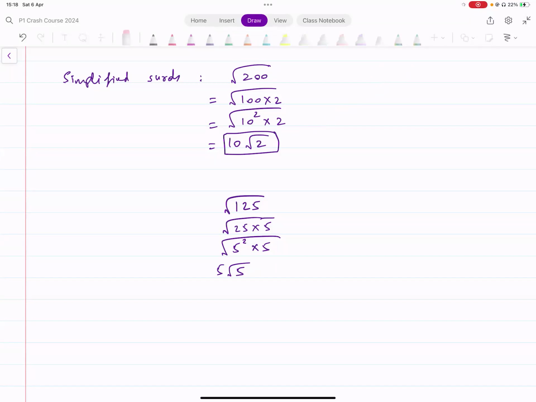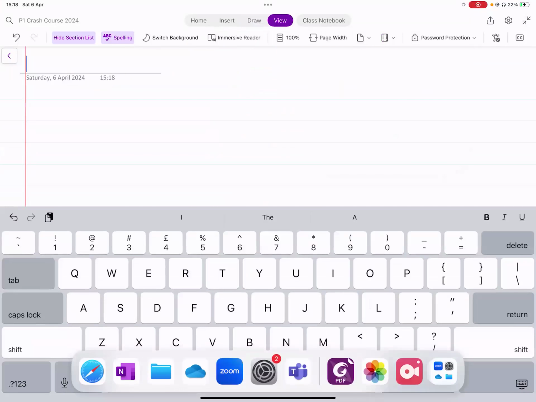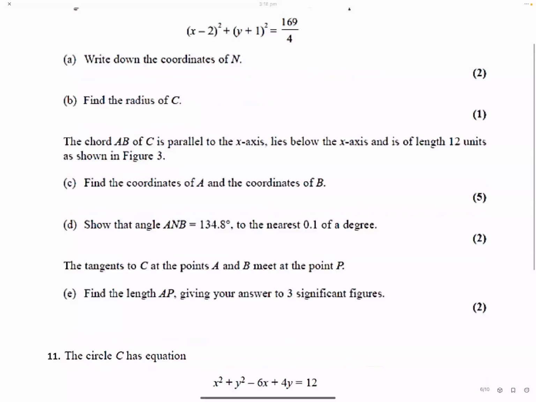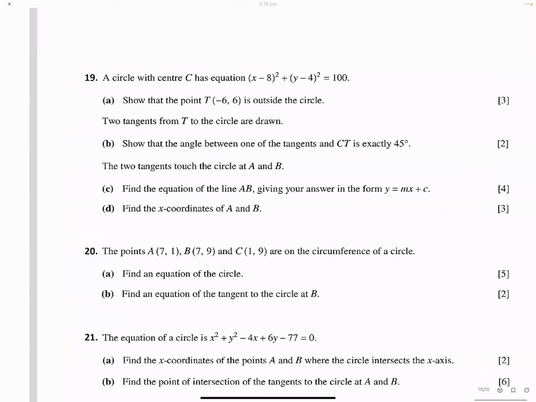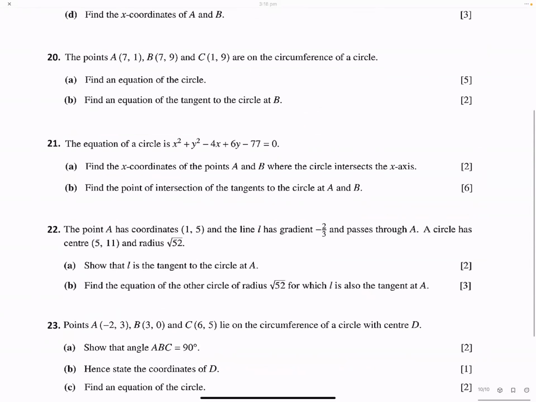All right. Okay. Now let's go back to some more questions from the worksheet. Okay, let's try this one for instance. This is question number 21 from the worksheet.